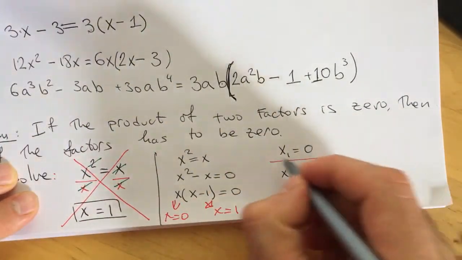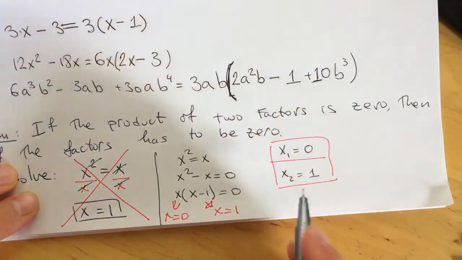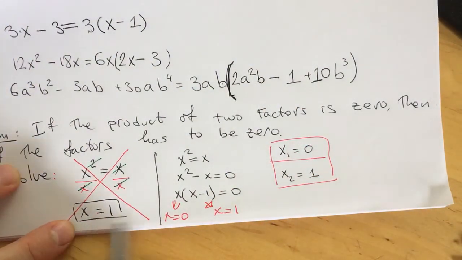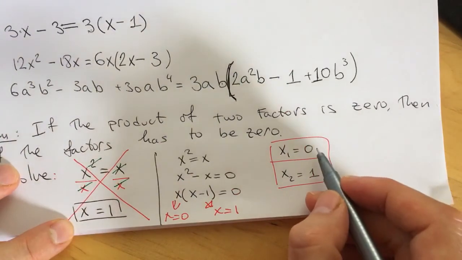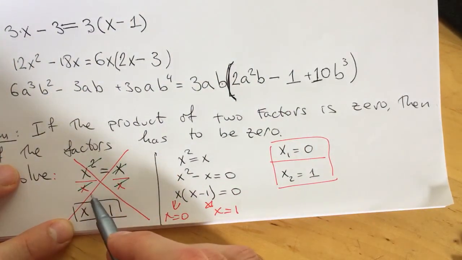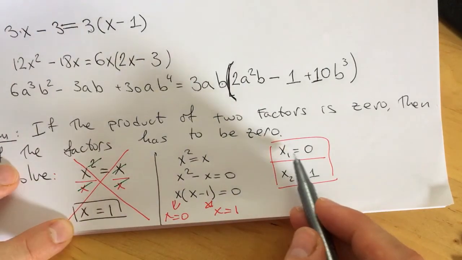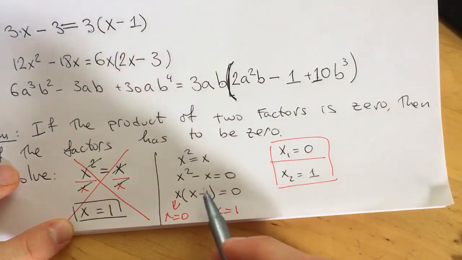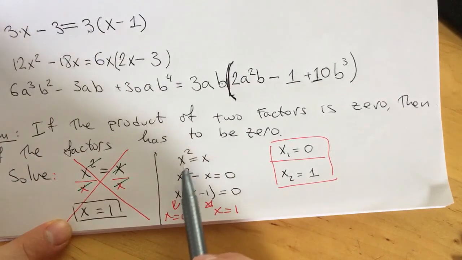What is the difference between this correct way of solving it and this way? Well, you lost a solution. If you do it this way, you lose information about this equation. You lost a solution, x is equal to 0. So always try to solve polynomial equations by factoring.